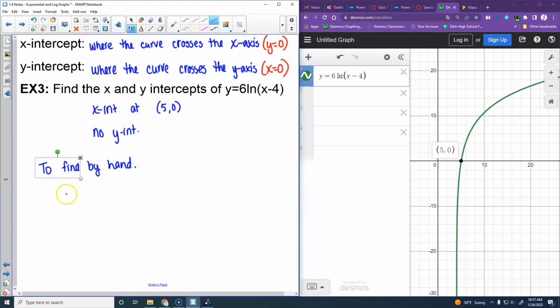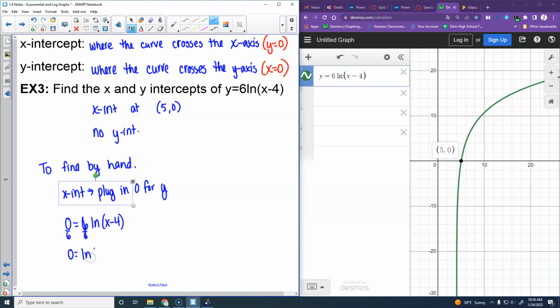If I want to find my x-intercept, plug in 0 for y. And so 0 would equal 6 natural log of x minus 4. If I want to solve that, I would divide by 6. So 0 would equal natural log of x minus 4. I've got to get rid of that natural log. How do I do it?